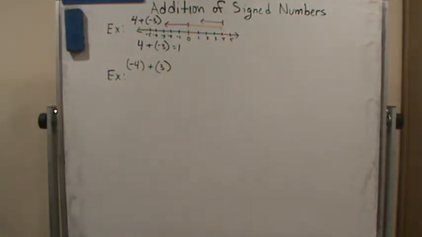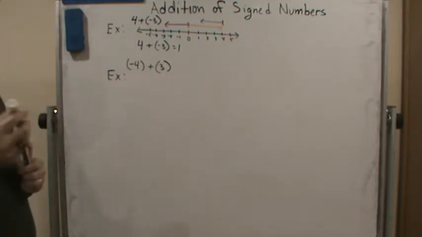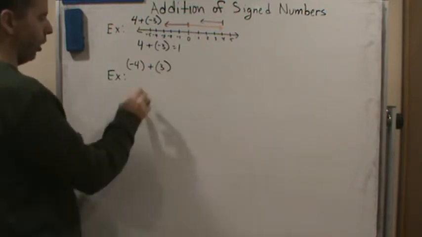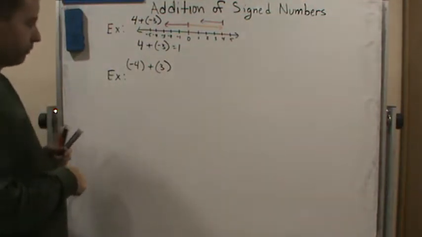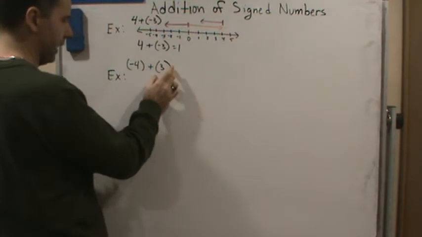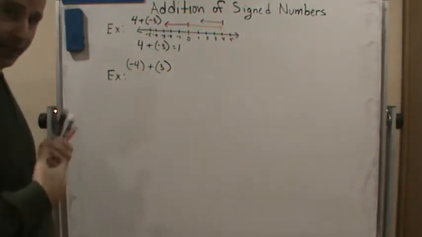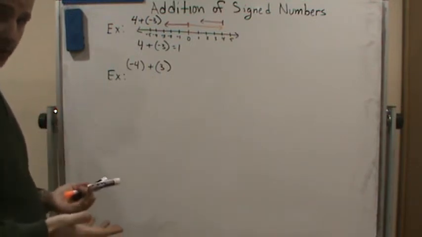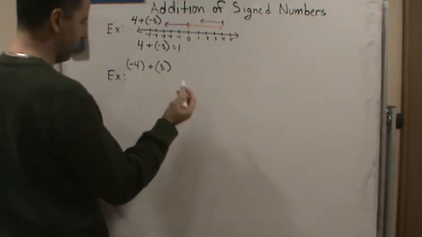Okay? Now, let's take this one. Now, I'm going to use a different model. I'm going to use the chip model. So let's say I have 3, right? And again, think about it as money. If I have $3 and I owe someone $4, what do I really have? Well, if I was to combine it, I actually owe $1 still, right? But here's another model to help visualize.